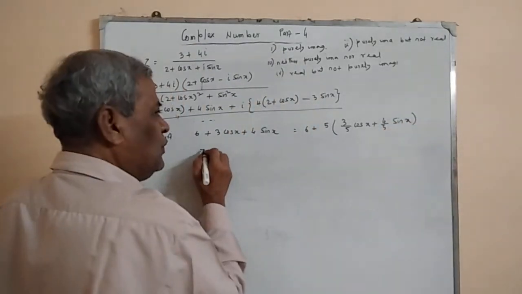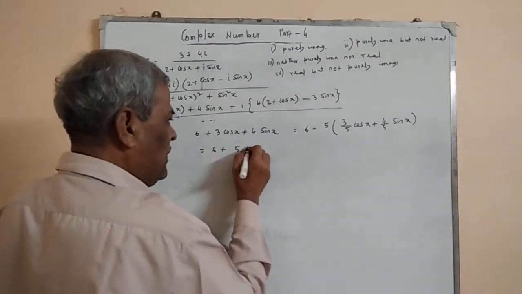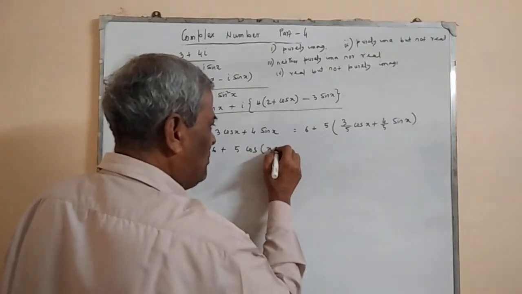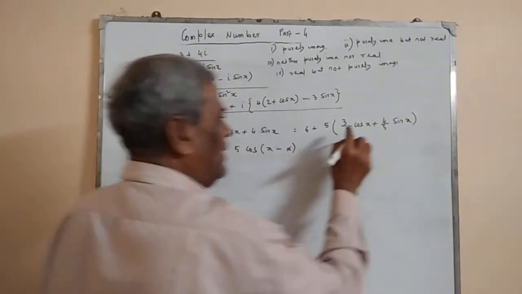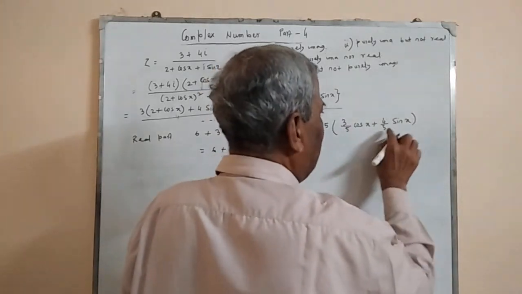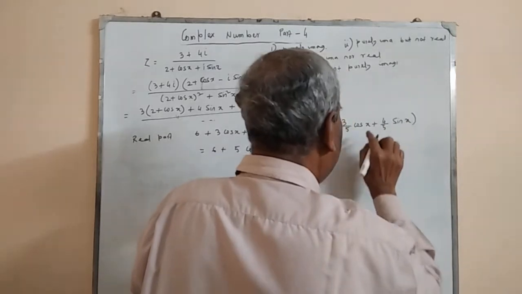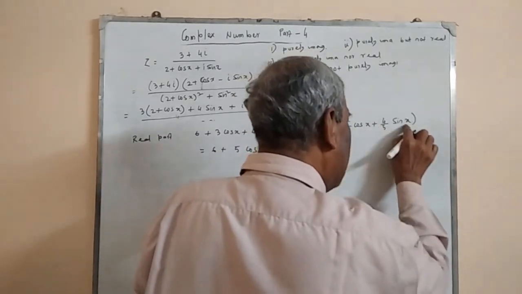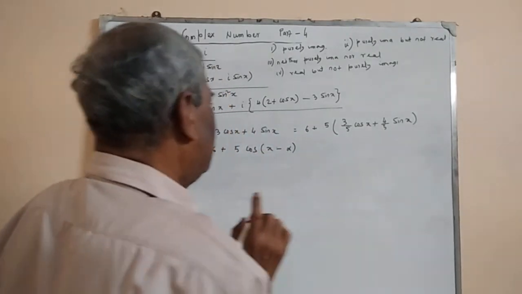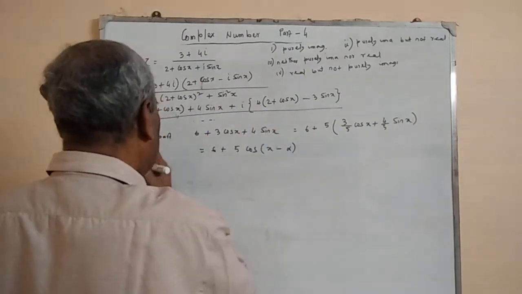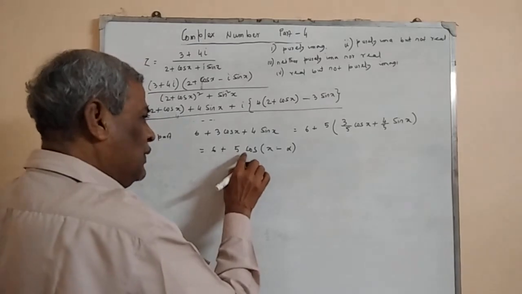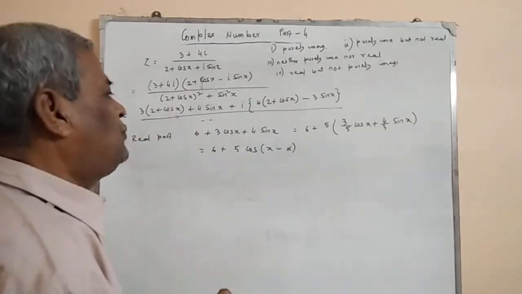So it is equal to 6 plus 5 cos of x minus alpha. Take this as cos x, 3 by 5 as cos alpha, then it must be sin alpha. Cos x cos alpha plus sin x sin alpha is equal to cos of x minus alpha. Now we get the numerator of the real part. Now you see it cannot be equal to 0.